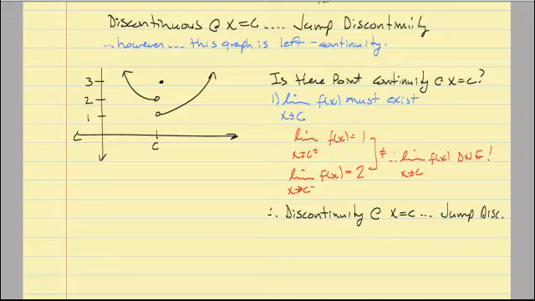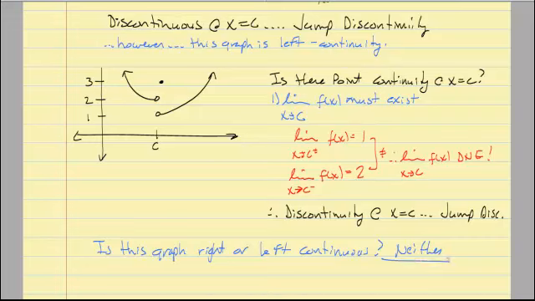Now here's another question. Is this graph right or left continuous? And the answer is it's neither. If you notice, my limit is 1 from the right, my limit is 2 from the left, but my functional value, which would be number 2 for the criteria, does not equal either one of the limits. So for this particular graph, I have neither right continuity nor left continuity.